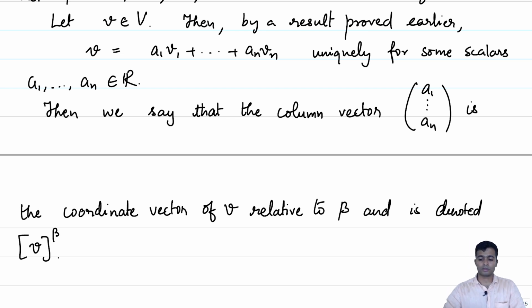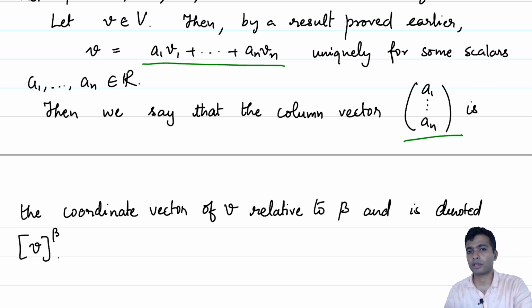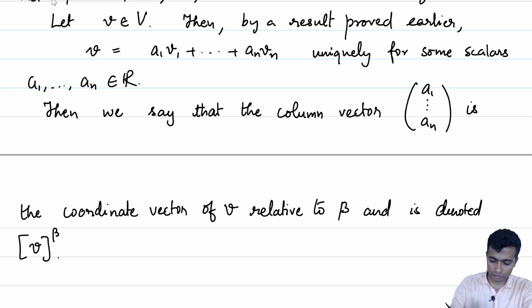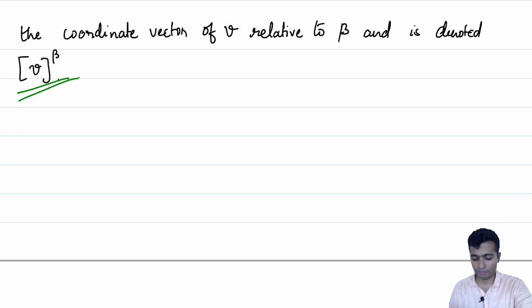So, the moment we have an ordered basis, there is V1, V2 up to Vn in that order. Because it is a basis, we will be able to write v as a unique linear combination of V1, V2 up to Vn, say a1 V1 plus a2 V2 plus up to an Vn. And the column vector a1 to an is called the coordinate vector of v relative to the coordinate basis beta, and its notation is this, v beta.